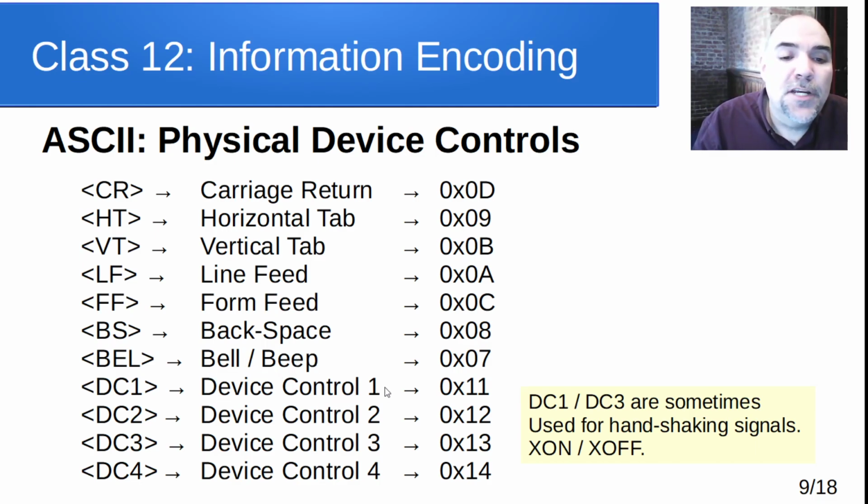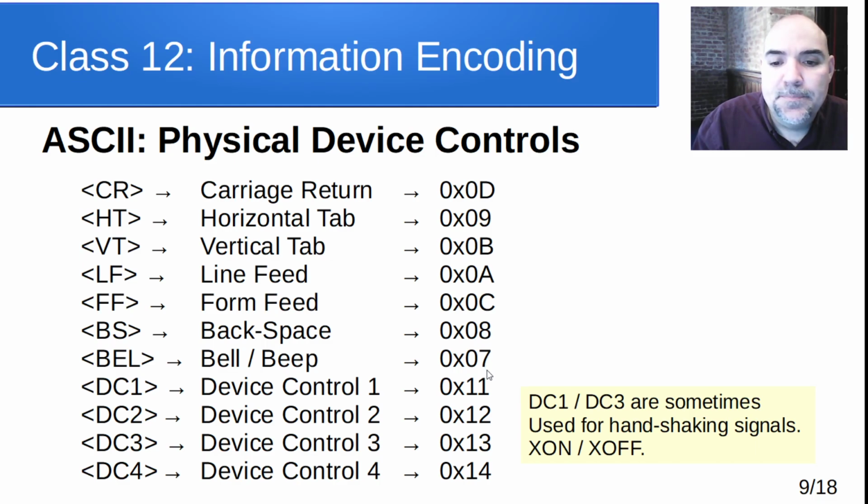And then there are these generic device controls, DC 1, 2, 3, and 4. And those were not defined specifically what they did, but they were there in case some system needed to have some device control, like instead of ringing a bell, maybe turning on some part of it or activating something that was part of the machine. But these were designed to be used, and there are four of them. So these codes were kind of designed to be used for whatever thing was not thought of in any of these things here.